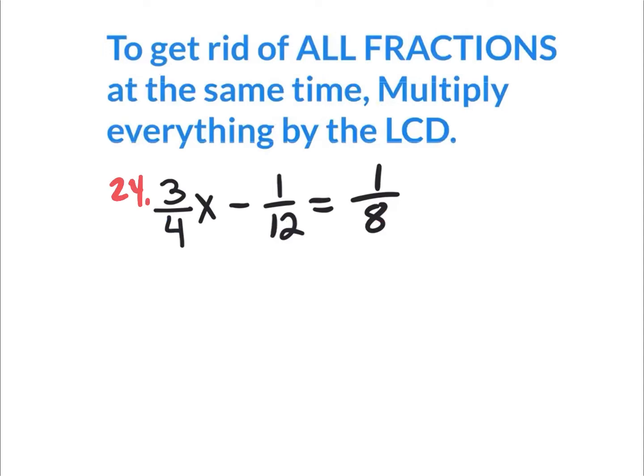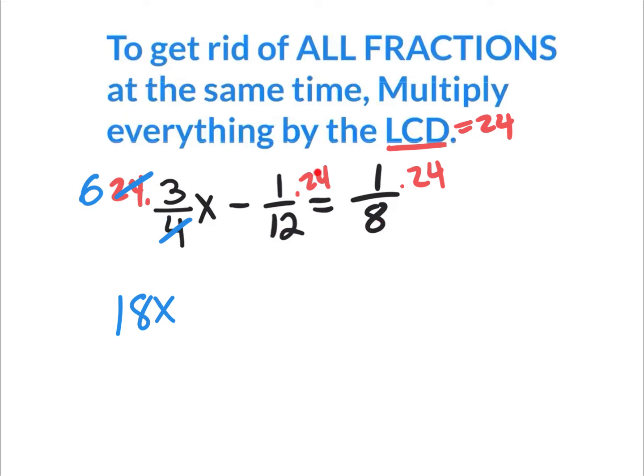Times 24, times 24, times 24. Now, why am I multiplying everything by 24? Because the LCD is 24 in this case. So multiply everything by the LCD and watch what happens. 24 over 4, 24 divided by 4 is 6. And 6 times 3 with an x will be 18x.